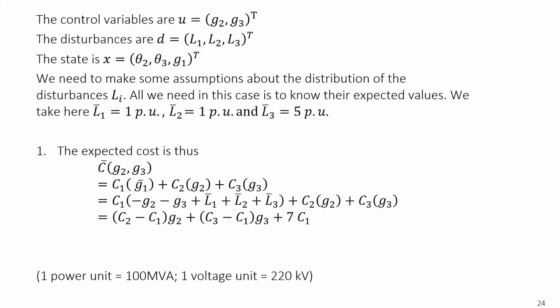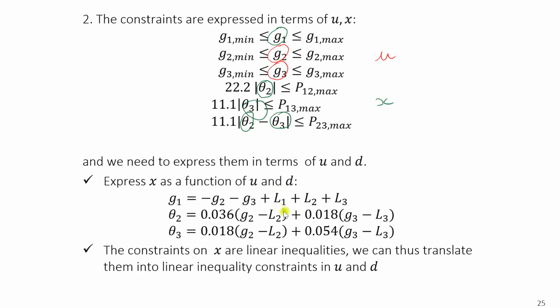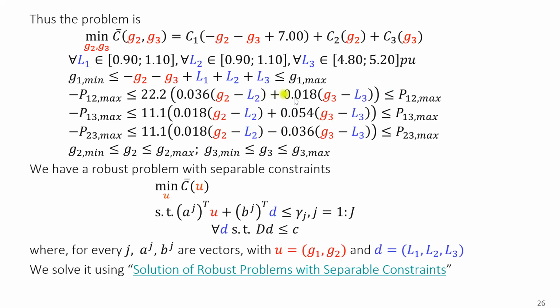Therefore, this is what I did here. θ2 is given by those expressions. θ1 is given by this expression. We see that we have the control variables G2, G3, and the disturbances L2, L3 here. Now, the power flow equations, the flows on the lines, depend on the θs. The θs, I've expressed them as functions of G2, G3, L1, L2, L3. So at the end, I obtain those sets of inequalities here.